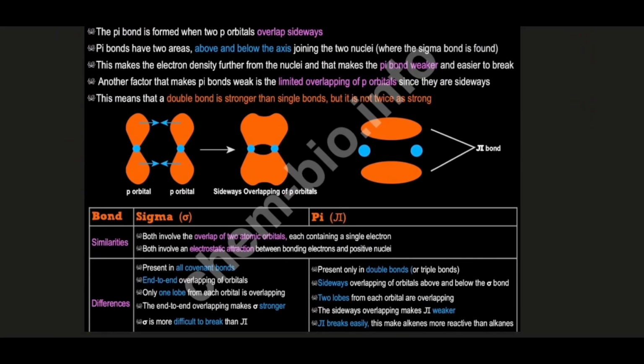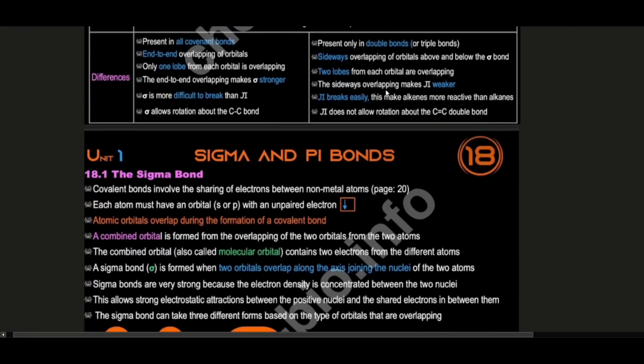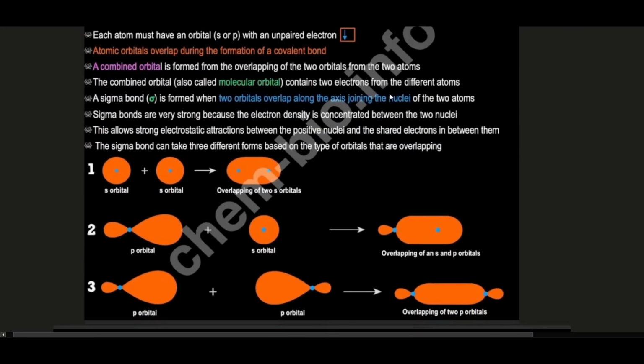Now we need to understand what these bonds are. There are two types of covalent bonds you need to understand. The first one is the pi bond and the other one is the sigma bond. Now let's talk about the sigma bond first. What is a sigma bond? Covalent bonds involving the sharing of electrons between non-metals are known as sigma bonds. And how do these sigma bonds get produced? Each atom must have an orbital, s or p, with an unpaired electron. I think you have read this in the previous chapter, right?